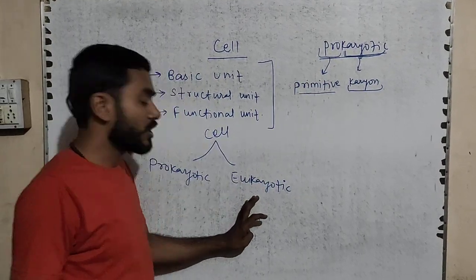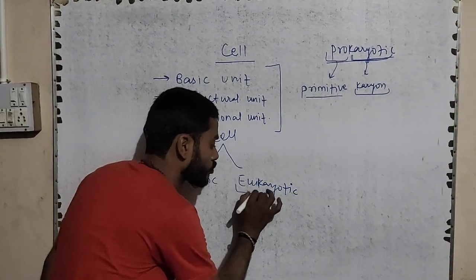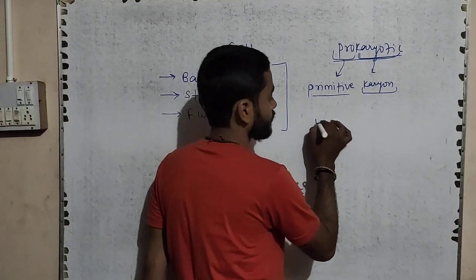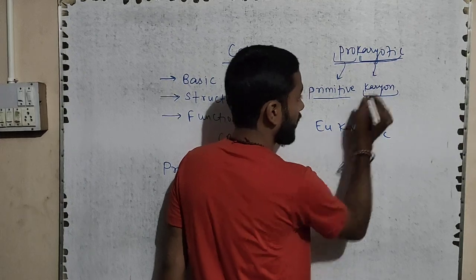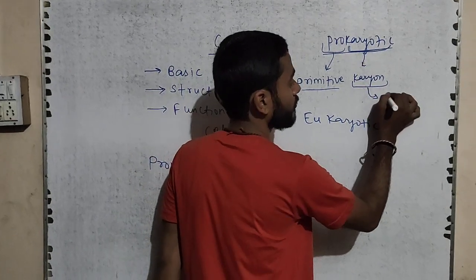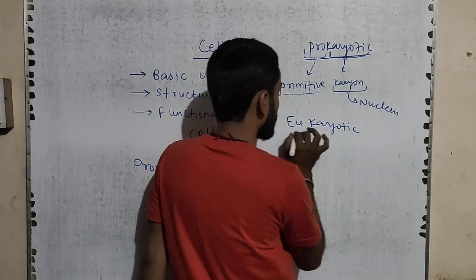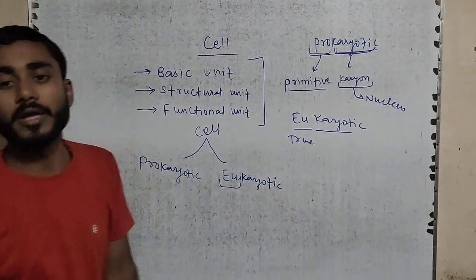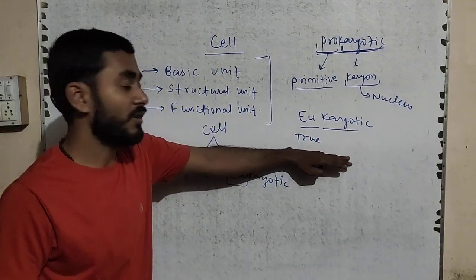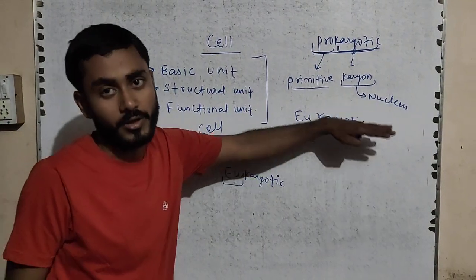And eukaryotic cells are called eukaryotic because eu means true. Eu means true, and karyon, as we have already known, means nucleus. Eu means true, and true nucleus means a nucleus which is bounded by a membrane. That's why this type of organism is called a eukaryotic organism.